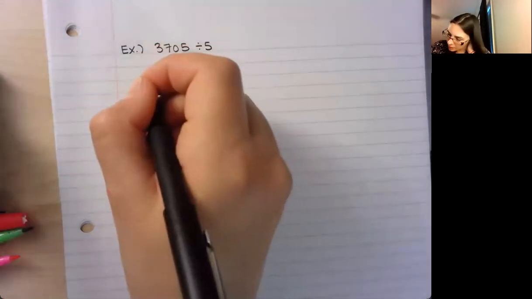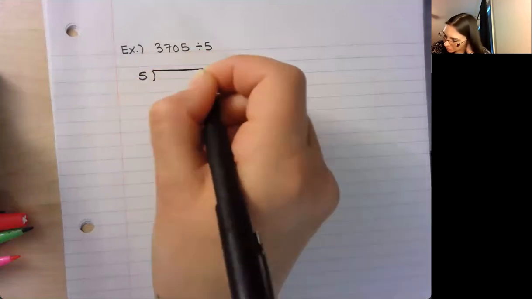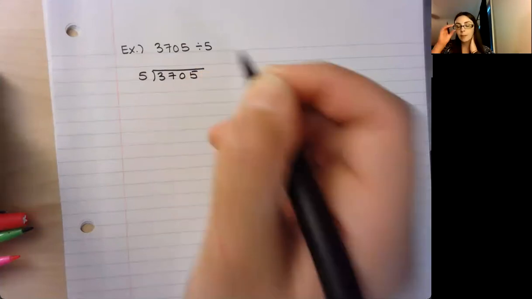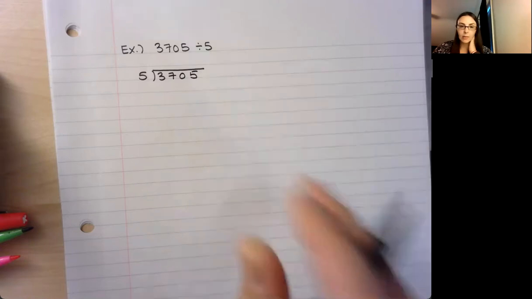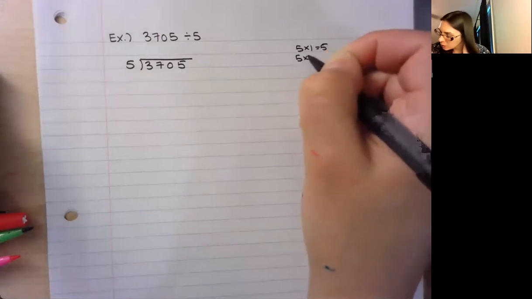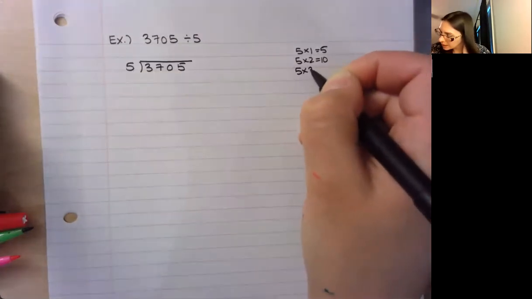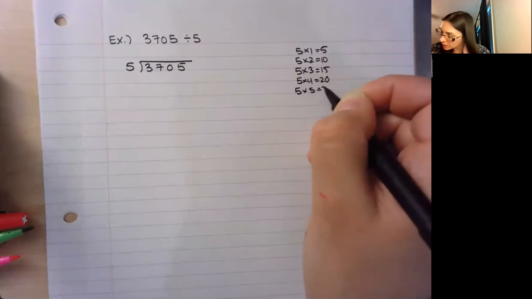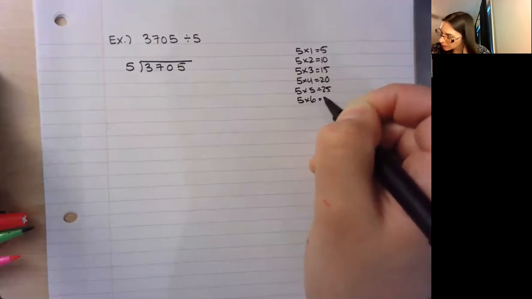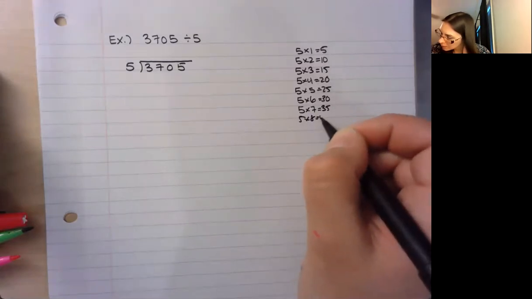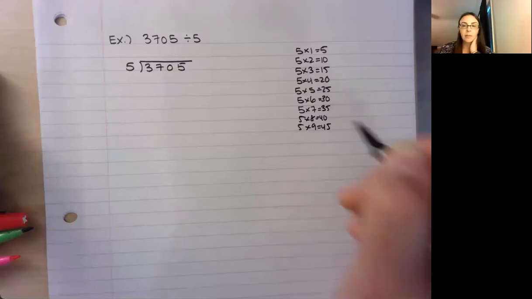So 3,705 divided by 5. And again, I'm going to start by getting set up here. Now, if you're struggling with long division, I'm going to have you make a multiplication table of the number 5. So you do 5 times 1, 5 times 2. It does take a little bit of time up front, but once it's done, your division should be pretty quick because you have all your work already done. Okay, so I'm just writing my multiplication list out.